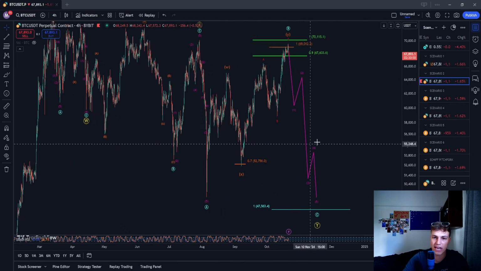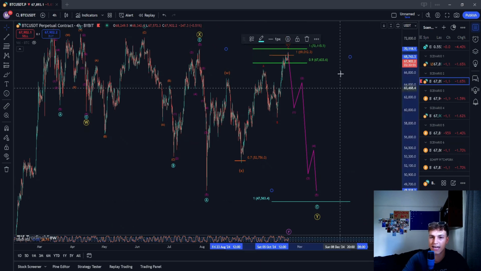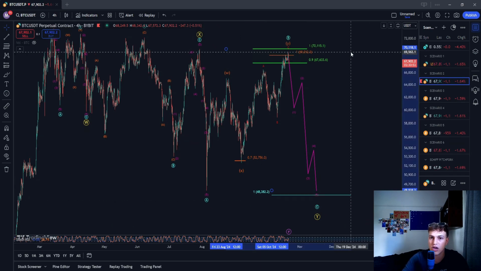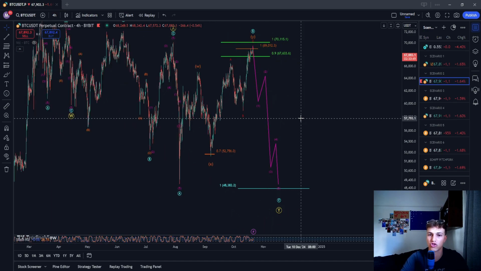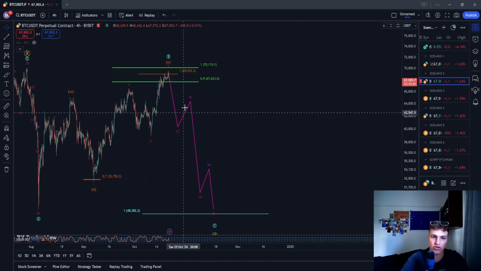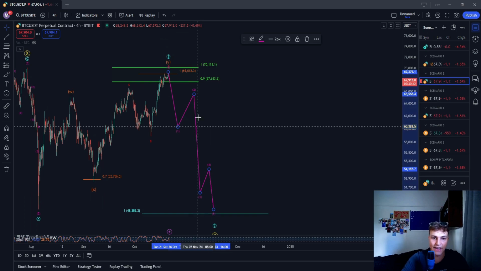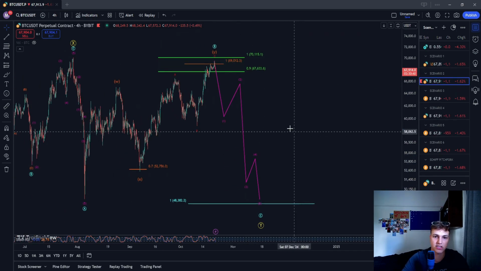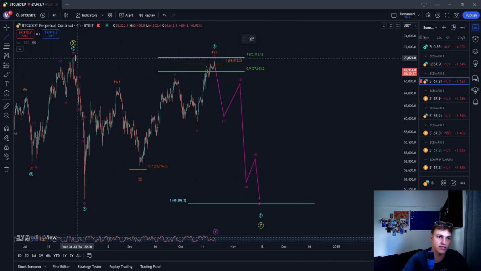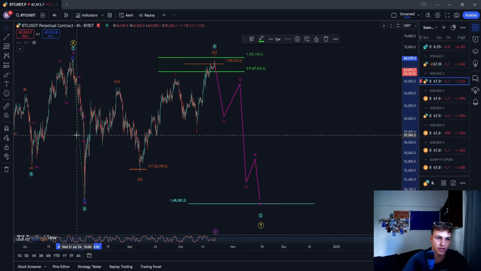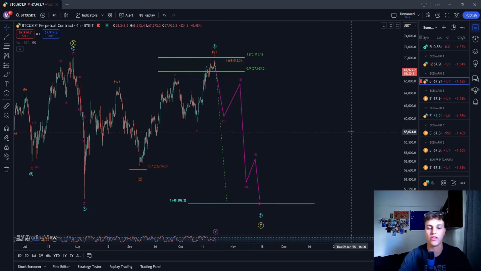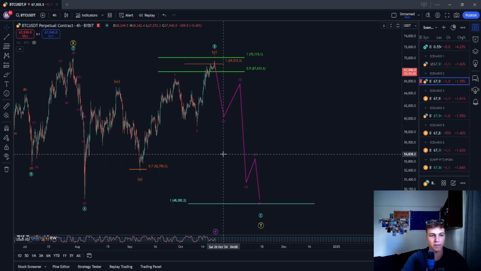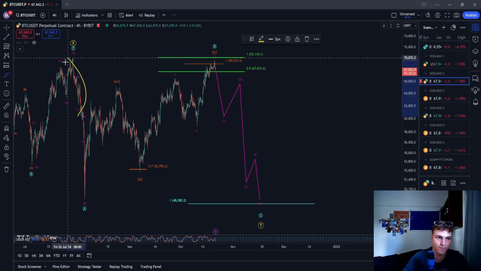The target for this ABC structure at the moment, if we adjust for price, sits at $48,382. Here we should be seeing an impulse straight down in a large 1, a 2, and then another large 3. Something similar to something like this. If we measure this wave down, you can see here, and compare it, something like that would be the move down. So similar to this crash we had here.